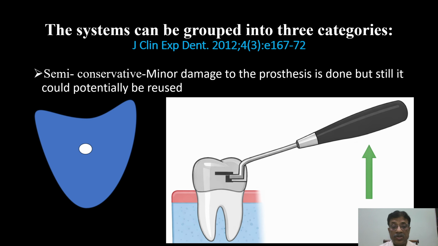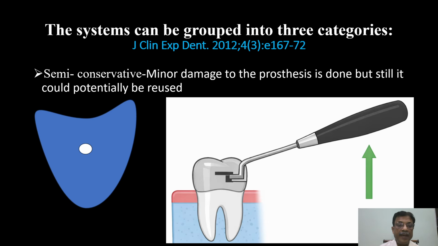Next is the semi-conservative approach, where a hole is created buccolingually in the restoration, and in this hole a Wamkey type of rigid instrument is inserted, so that it breaks the seal of cement between the crown and the underlying tooth structure, so that the restoration is removed.